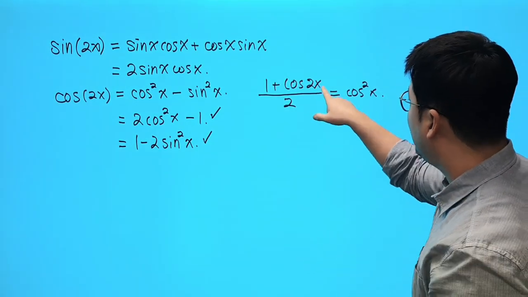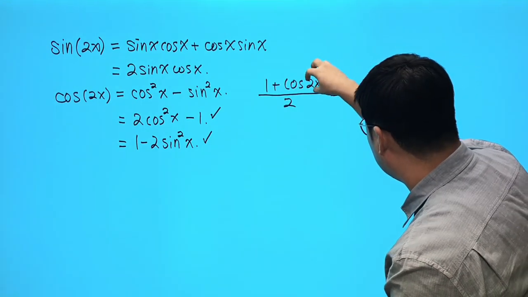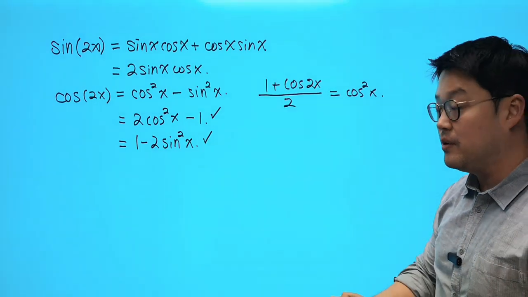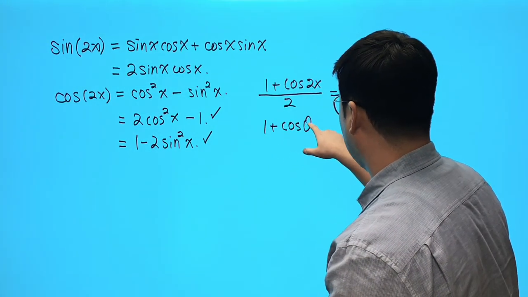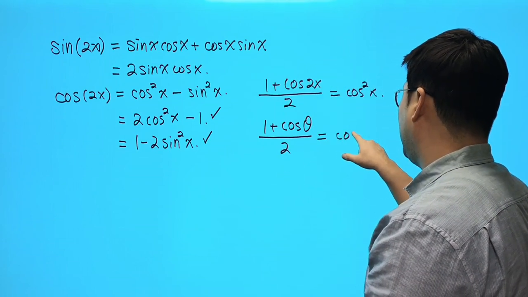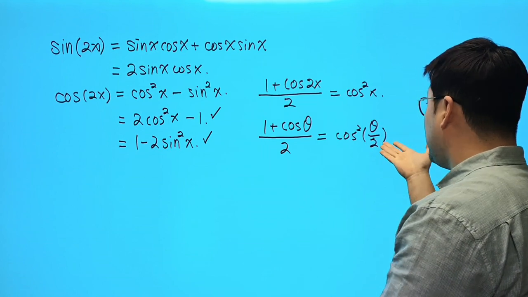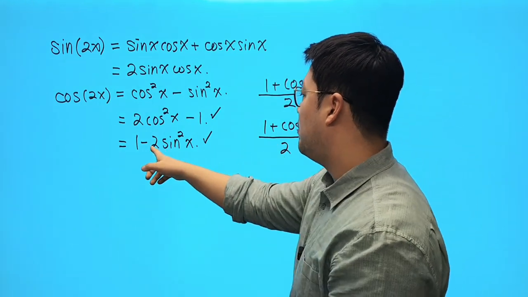Now, instead of calling it 2x and x, we can use the relationship between 2x and x. I would like to call these theta and theta over 2. So we have 1 plus cosine theta, over 2. Well, I can actually write it as cosine squared theta over 2. So that becomes the half-angle formula, right? Now use the same strategy for the bottom equation.